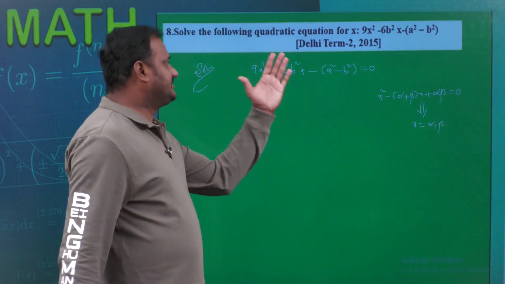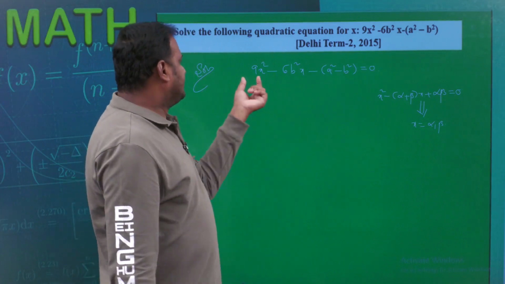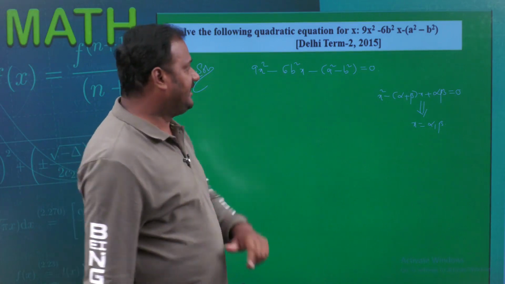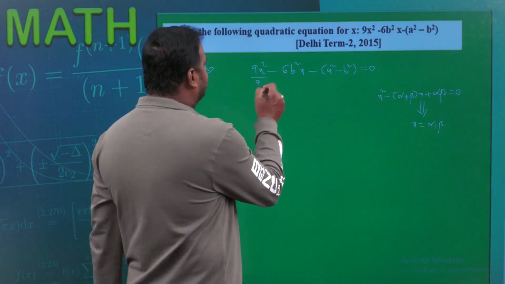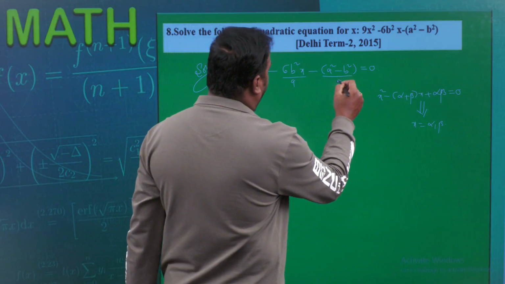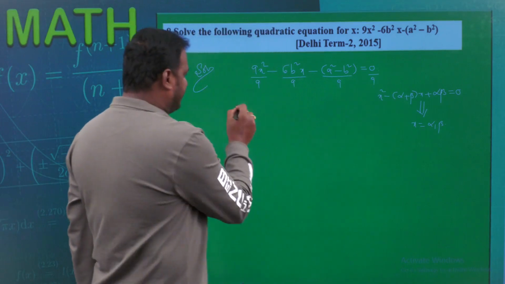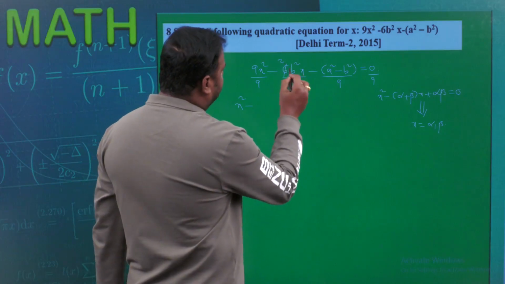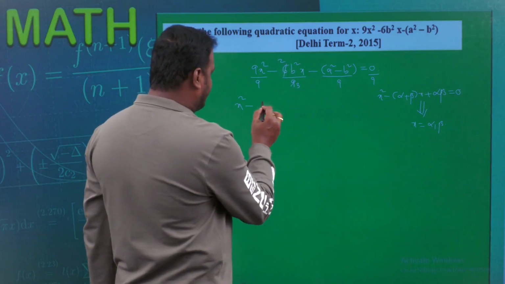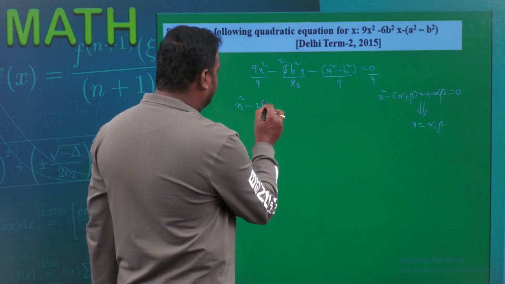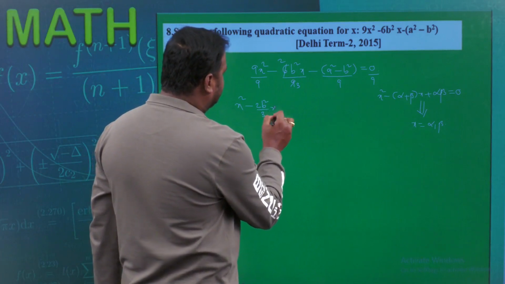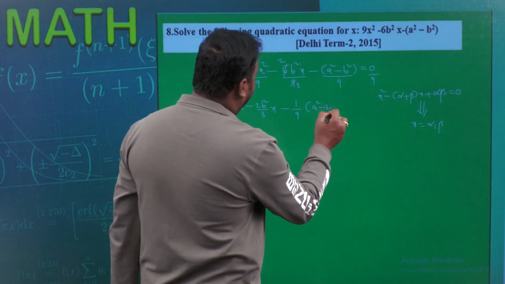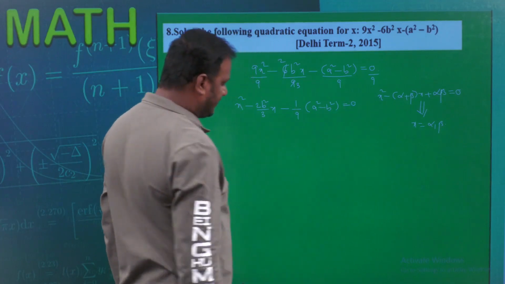But how do I convert this equation into that form? See, here it is 9x square, but x square coefficient should be 1. For that, I will have to divide every single term by 9. Then it will become x square minus, 3 2s are 6 and 3 3s are 9, so it would be minus 2b square divided by 3 x, minus 1 by 9 times (a square minus b square) is equal to 0. Okay, fine.